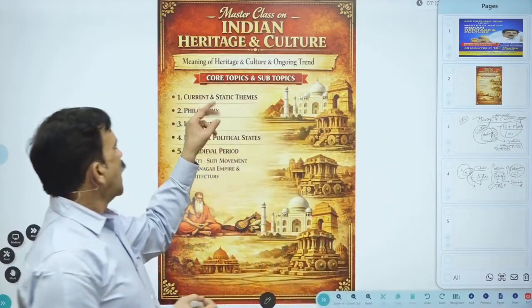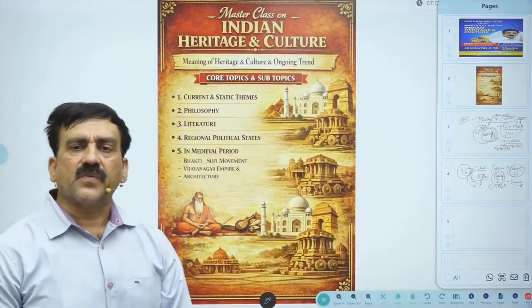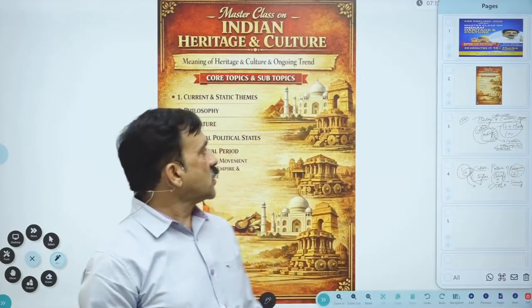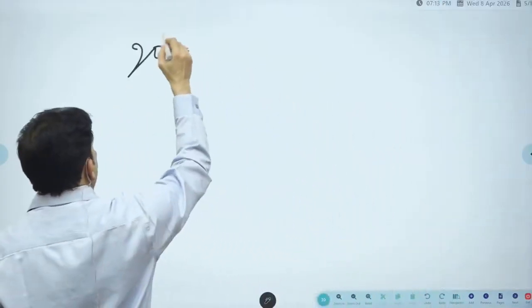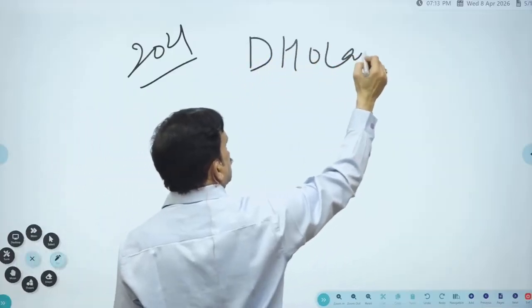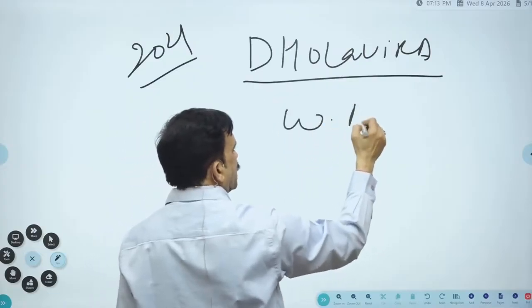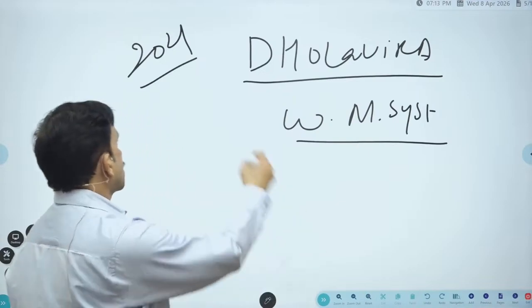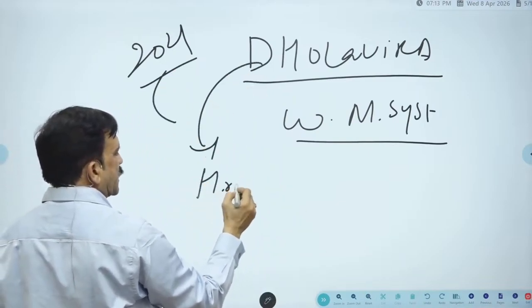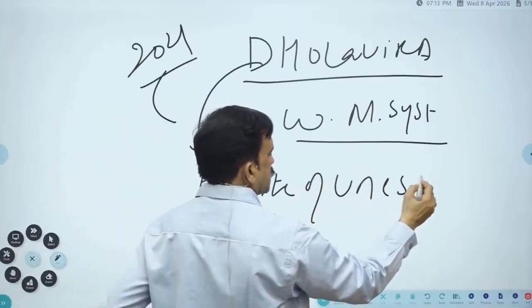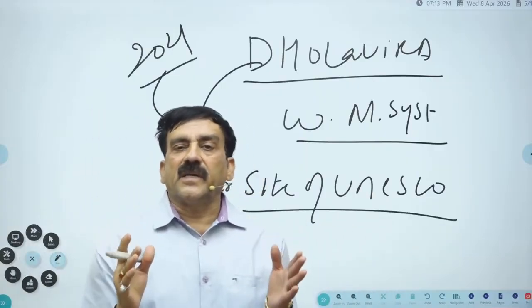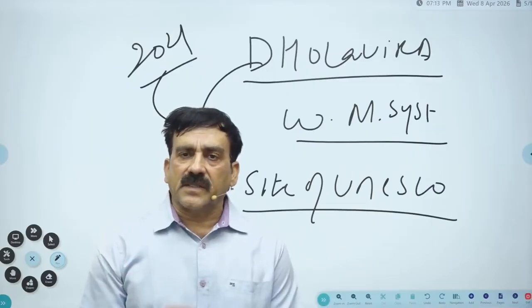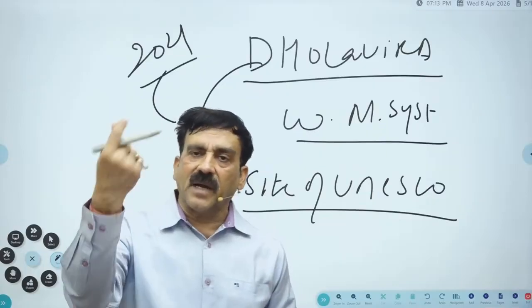First, current and static themes. Guys, if you see the trend over the last 6 years, UPSC is trying to ask questions by connecting the current with the static part. You can see the example in 2021. What happened? This site was asked: water management system. Why was it asked? Because in the same year it was declared a heritage site. You can check it. In the same year, UNESCO declared this site a heritage site, and UPSC asked a question on Dholavira. That is, current is combined with the static part.